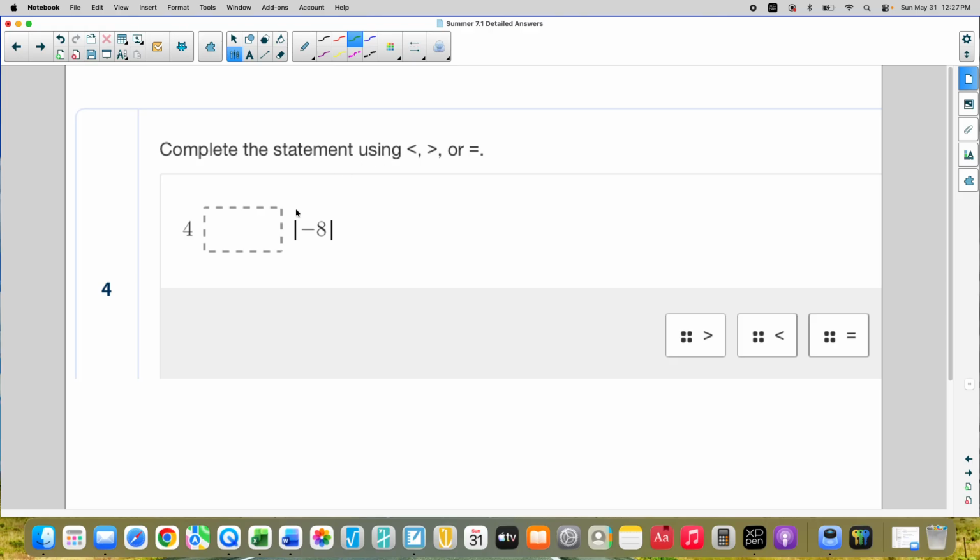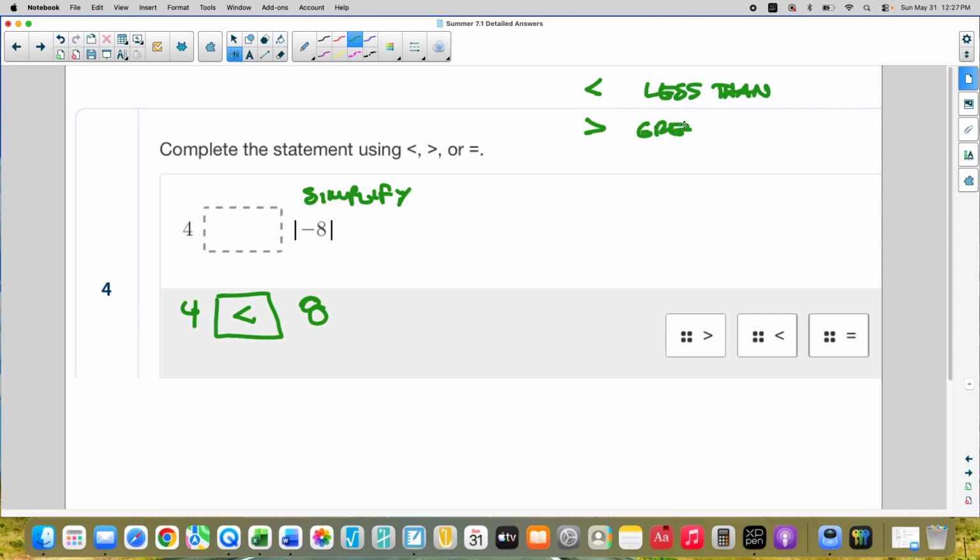Complete the statement using greater than or less than or equal to. So 4 is what to this? Well, we have to simplify before we evaluate this statement. So what is the distance of -8? It is 8. So we're going to use a less than sign. And less than, it looks like an L, doesn't it? The one that looks like the letter L reminds me that it's less than, and we read it left to right. So this number is less than this number. 4 is less than 8. So we would use the less than sign.